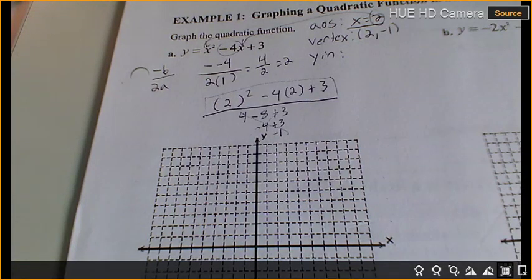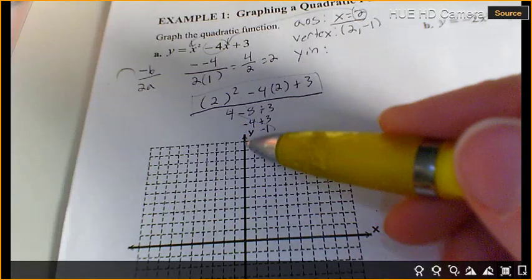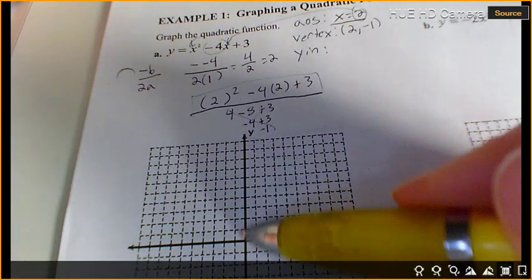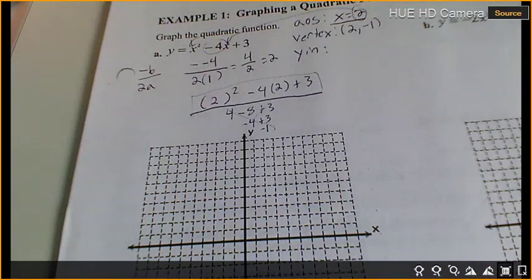So, let's talk about the y-intercept. So this is the y-axis down here, correct? Yeah. Make sure you grab both those. Okay. Abby, you with me? Okay.